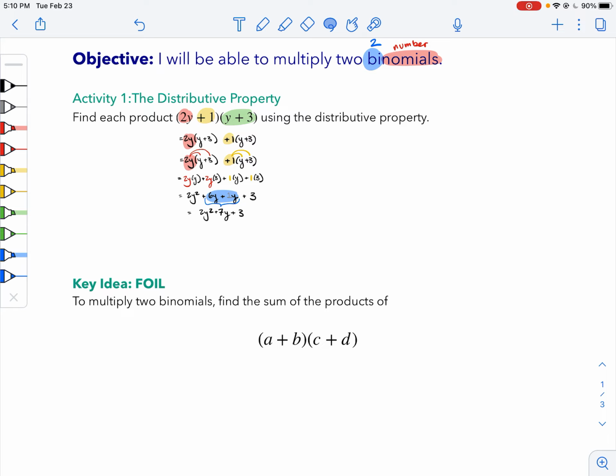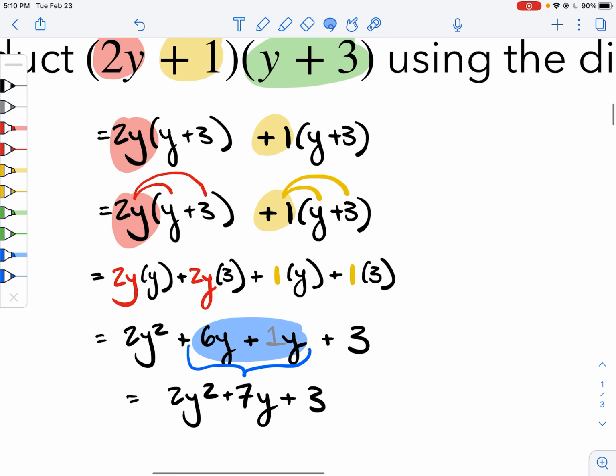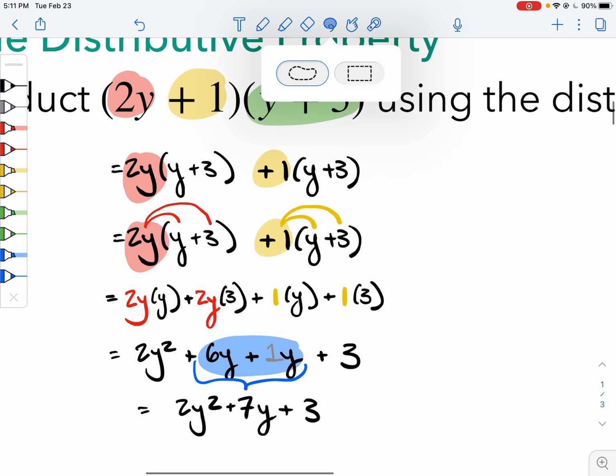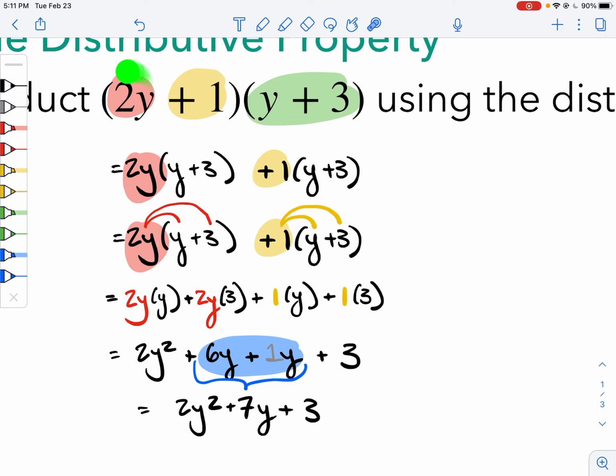So now, that's a lot of work. That's a lot of steps. I'm going to give you a shortcut that we just used already. So you notice the first thing I did here was I multiplied the first two terms together. I multiplied 2y times y. And then I multiplied 2y and 3. So I multiplied these two together, and then I multiplied these two together.